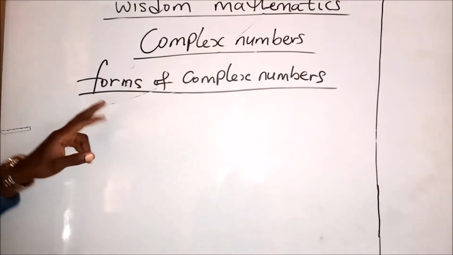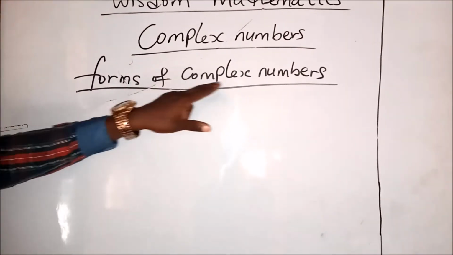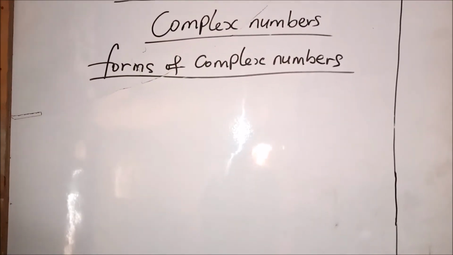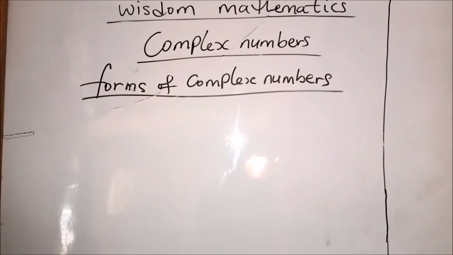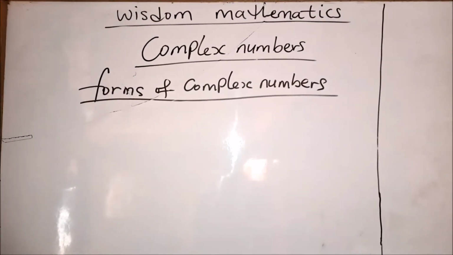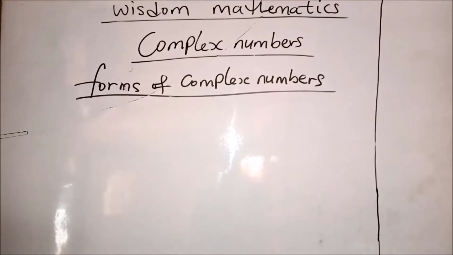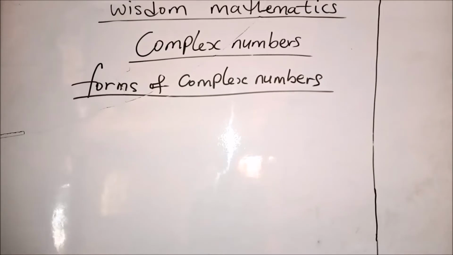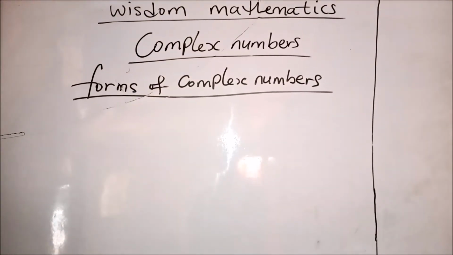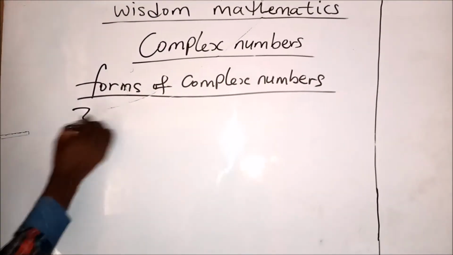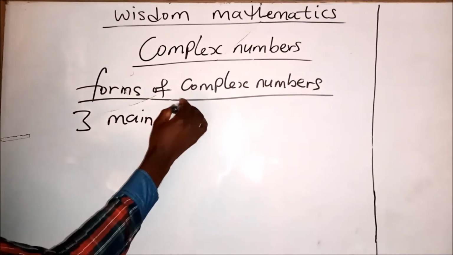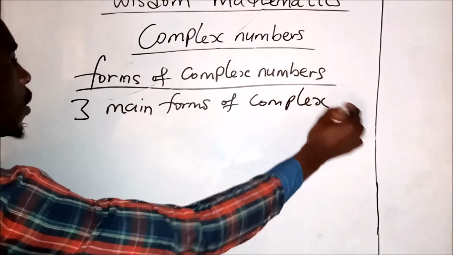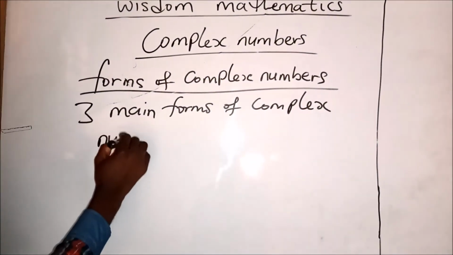Complex numbers. Here we are going to look at forms of complex numbers. In our previous video on complex numbers, the first episode, we explained the concept of complex numbers, and in this video now we are going to look at different forms a complex number can be expressed. Now we have different forms of complex numbers, but we are going to look at the three main forms of complex numbers.